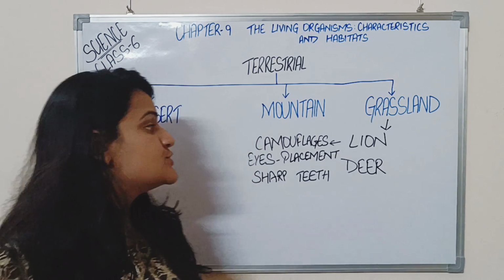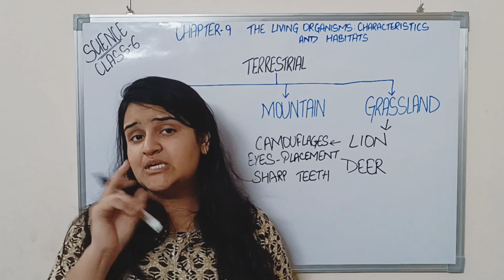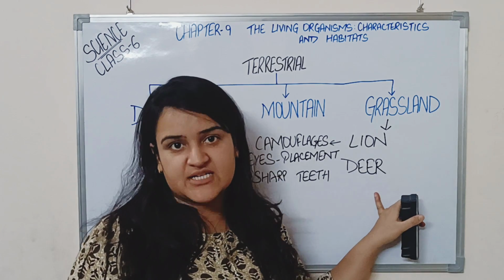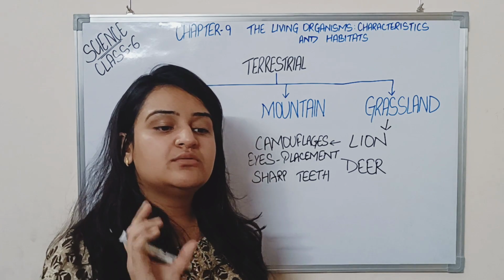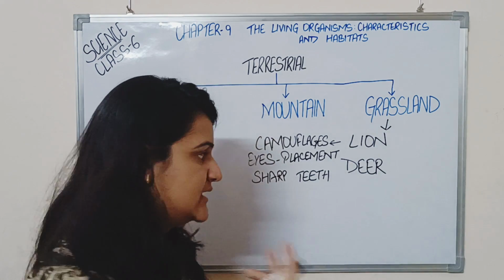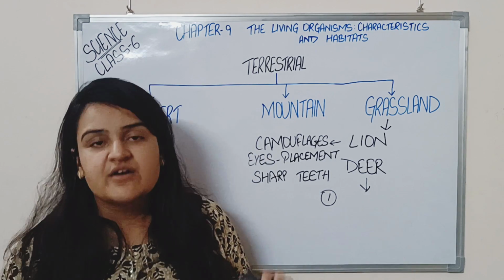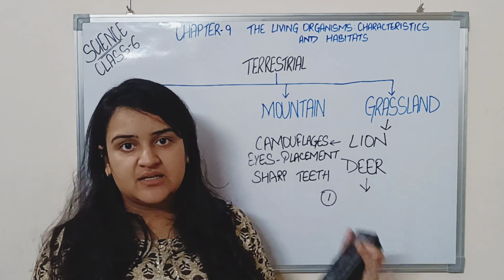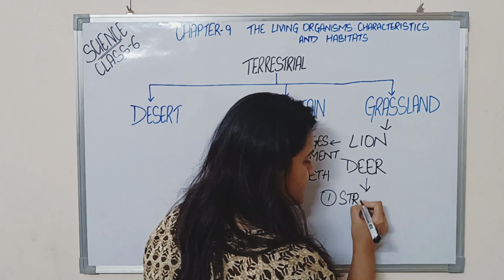Okay, now talking about deer. Now you see, deer is actually the prey. What is the purpose of deer's body? Firstly, deer has to protect itself. So for protecting itself, it has to know what kind of animals are around in the surroundings, right? So the first point for deer is they have very strong ears. They can hear the movements from far away. So they have strong hearing power.